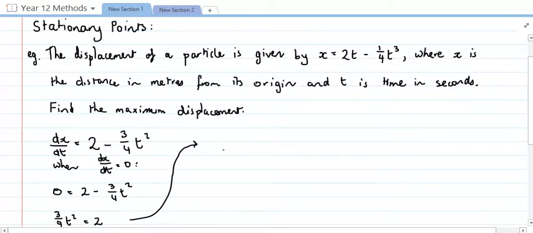Then we'll multiply everything by 4. So 3t squared equals 8. Divide everything by 3. So t squared equals 8/3. And then take the square root of both sides. So t equals plus or minus the square root of 8/3. So that's the times at which this happens.